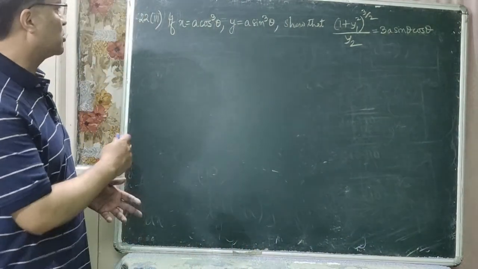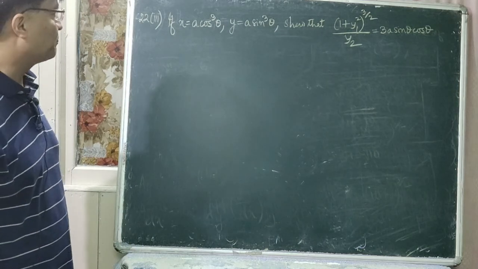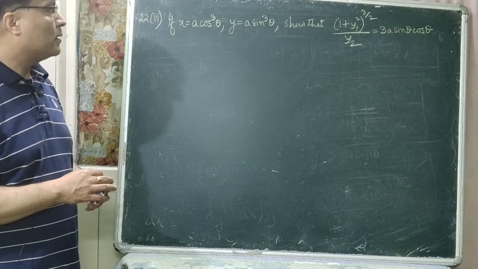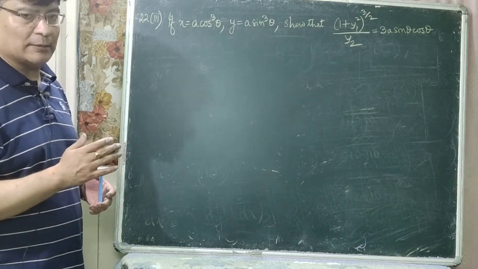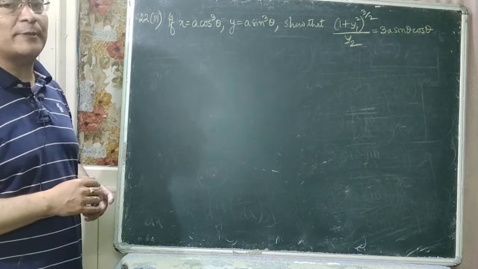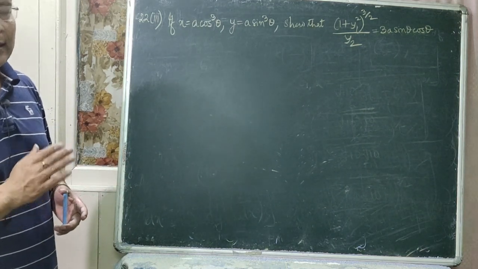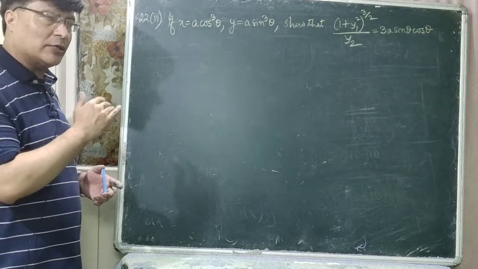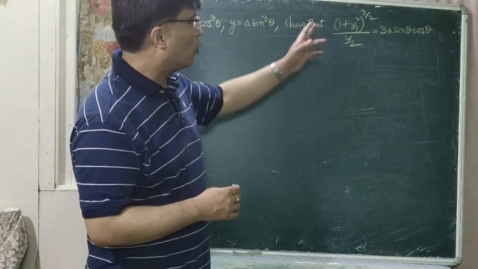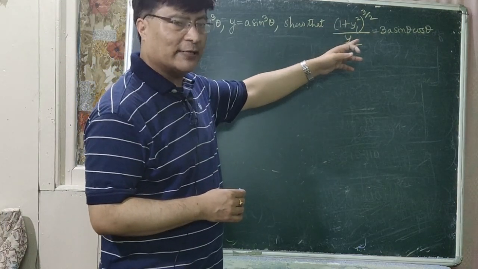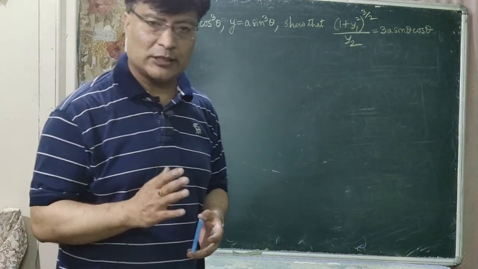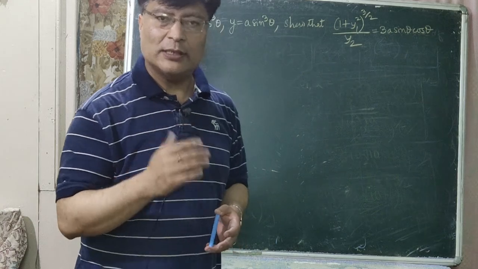Now we'll do the next question, that is 22 number 3. It is given that if x is equal to a cos cube theta and y is equal to a sin cube theta. So in this case the two variables x and y are expressed in terms of a third variable theta. Here theta is a parameter and this equation is known as the parametric equation. You have to show that (1 plus y1 square) whole to the power 3 by 2 divided by y2 is equal to 3a sin theta cos theta. You prove LHS is equal to RHS.